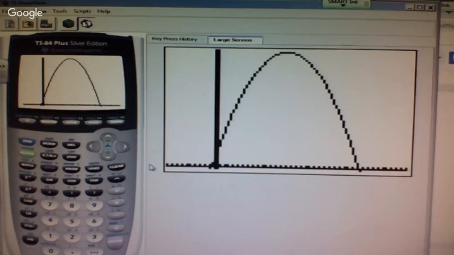Okay, so you just still need to see farther to the right. You don't see the thing coming back in. So you need to adjust your X max to see to the right. Okay, so that's how we adjust window.